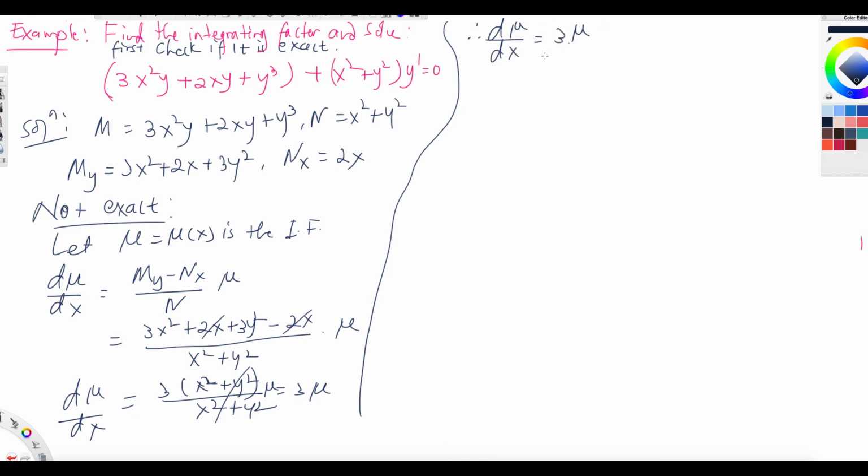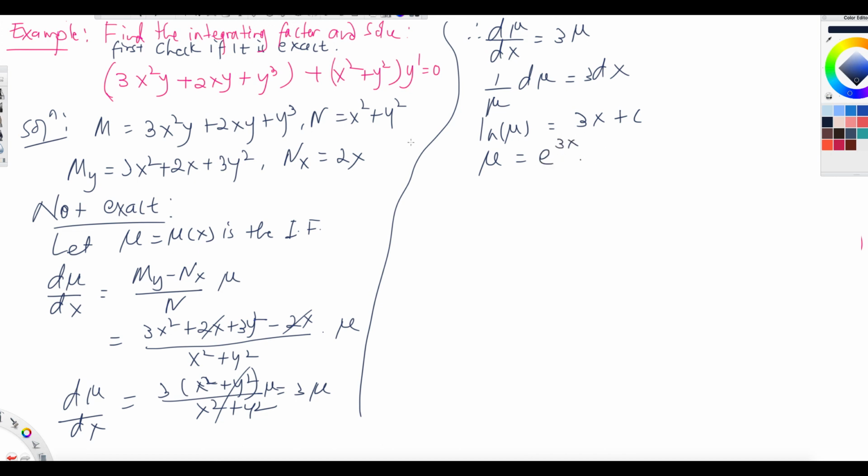How do I solve this? This is separation of variables: 1 over mu d mu equals 3 dx, right? So if you integrate, you will get natural log of mu equals 3x plus c, but you don't need to consider c here, because you will get basically c times something, right? So let's take c equals 1. So you will get mu equals e to the 3x only. Okay, so this is the integrating factor.